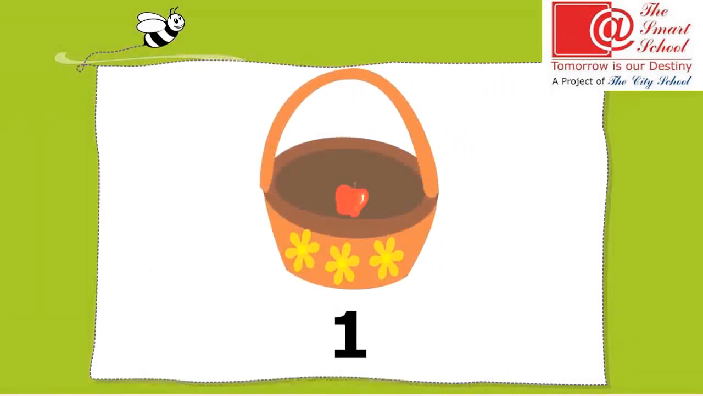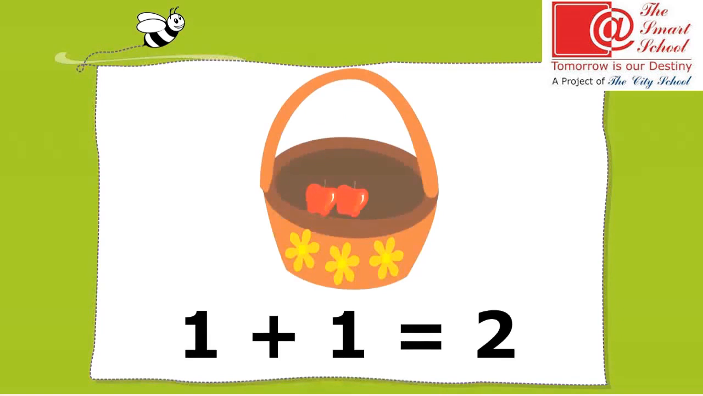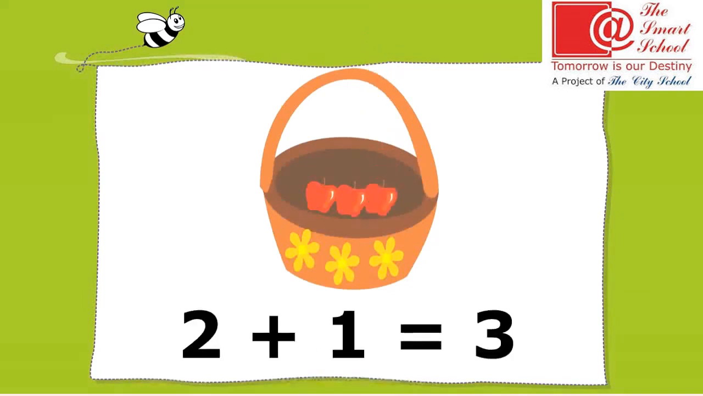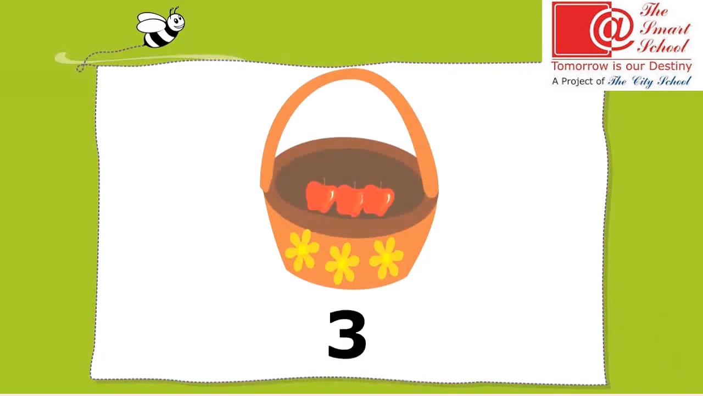Today we will learn about addition. Here is a basket with 1 apple. Let us add 1 more apple to the basket. Now we have 2 apples. So when you add 1 to 1, you get 2. Let us add 1 more apple to the basket. Now we have 3 apples. So when you add 1 to 2, you get 3.